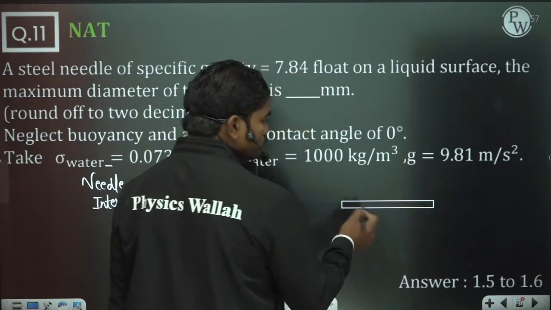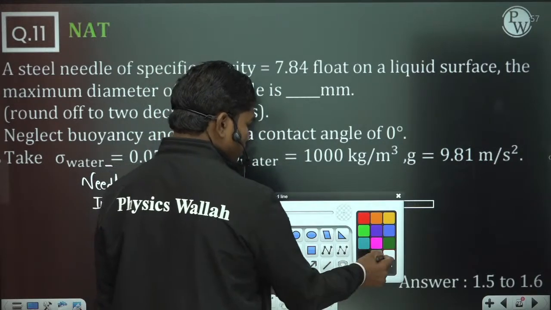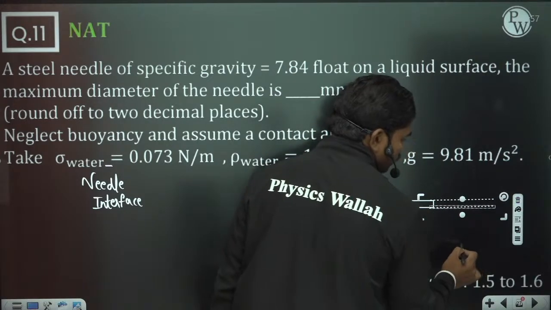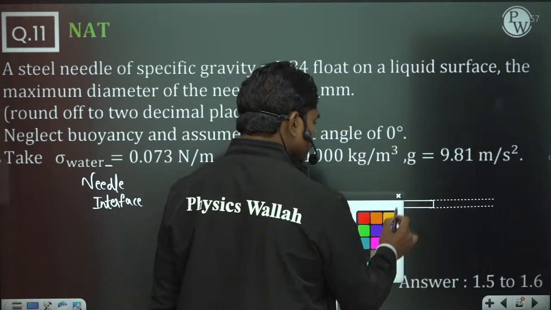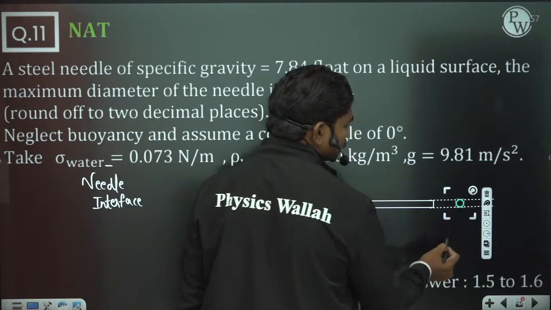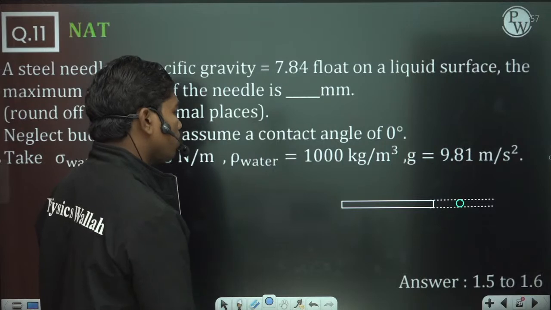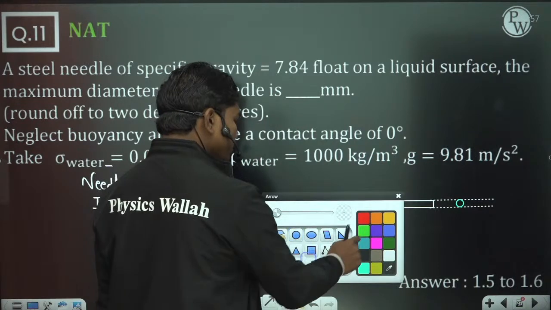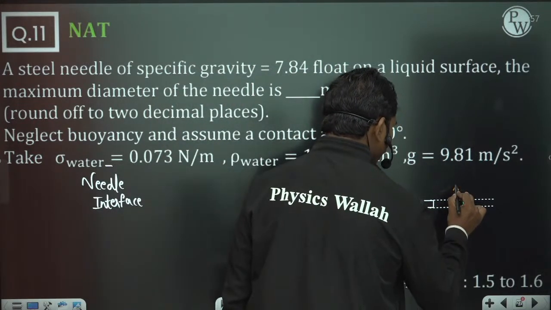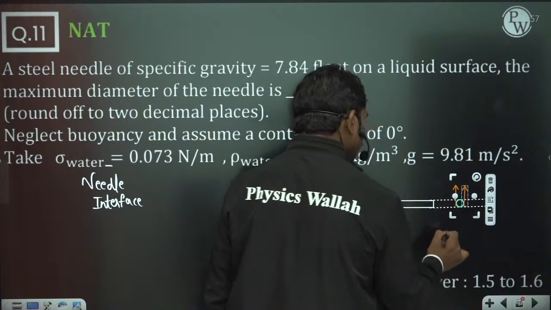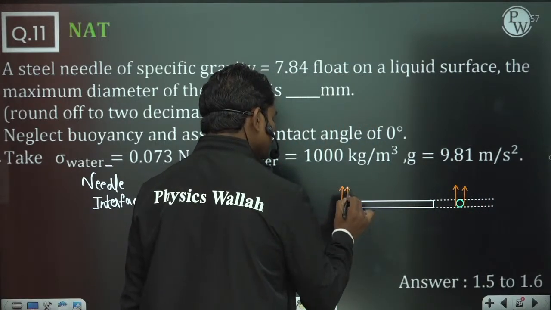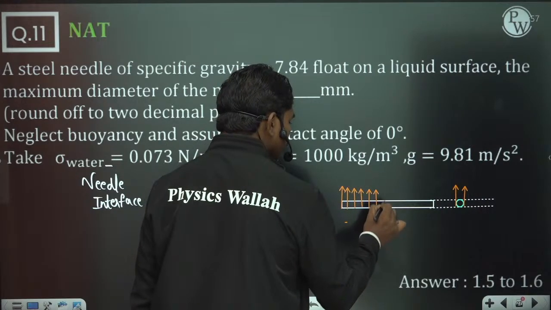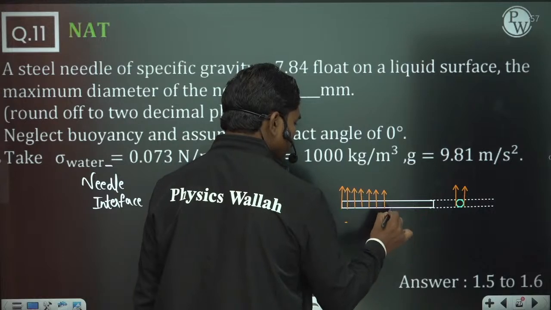Now let us suppose there is a needle. I am drawing the front view, and also the side view. So let us suppose there is some small needle like this. Now what happens? This needle is on water. So when this needle is on water, there will be surface tension force acting at both the circumferences, correct? Along the length of the needle, there is water-solid contact. So that's why there is surface tension at two ends.